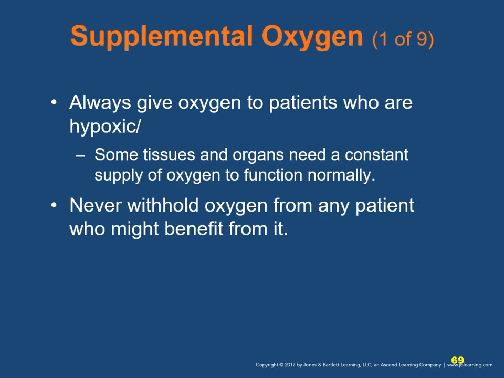Now let's discuss supplemental oxygen. Always give supplemental oxygen to patients who are hypoxic, because not enough oxygen is being supplied to the tissues and cells of the body. Some tissues and organs, such as the heart, central nervous system, lungs, kidneys, and liver, need a constant supply of oxygen to function normally. Never withhold oxygen from any patient who might benefit from it, especially if you must assist ventilations. When ventilating any patient in cardiac or respiratory arrest, use high concentration supplemental oxygen.